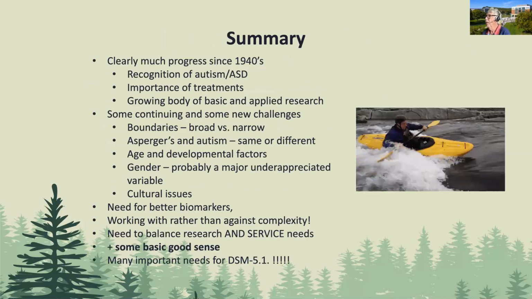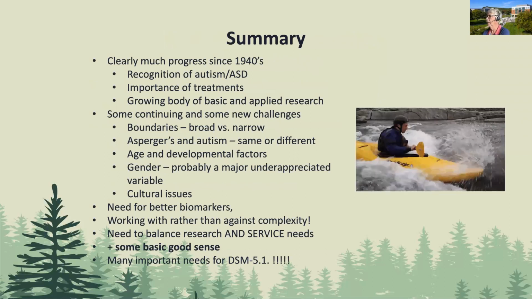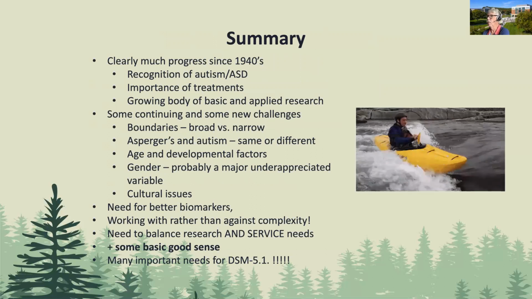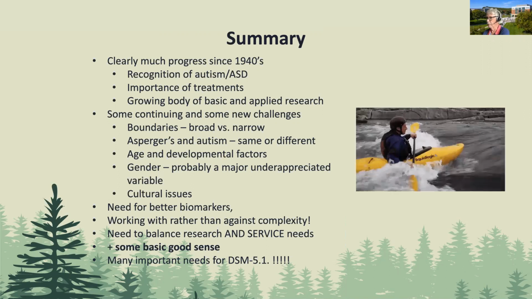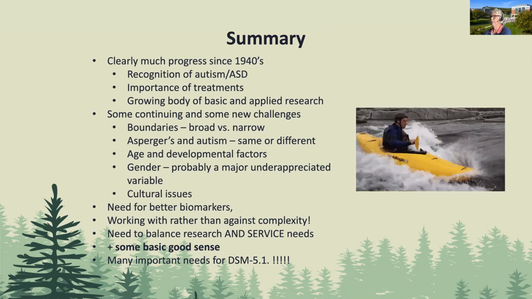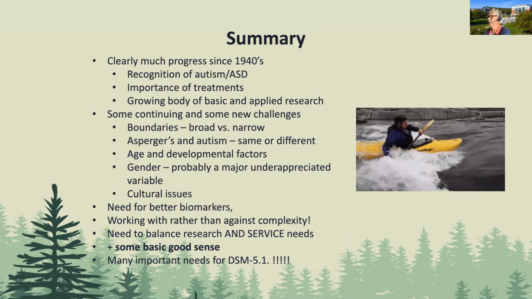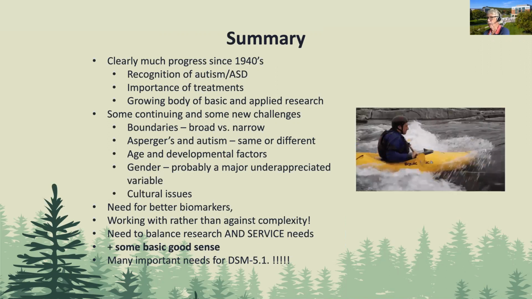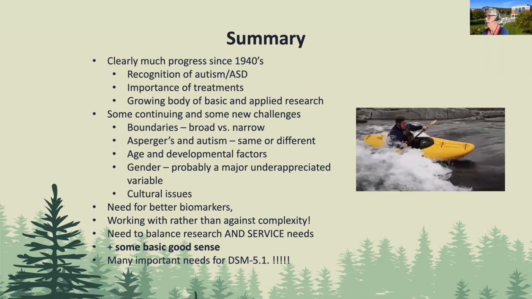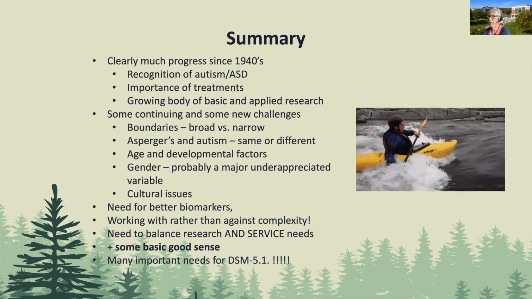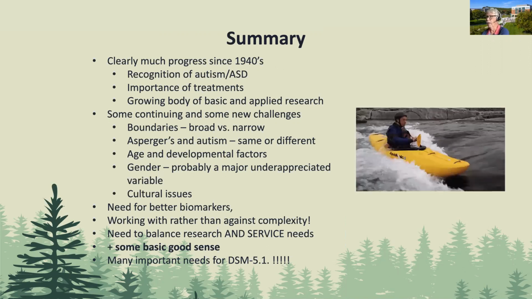So in summary, there's been much progress since the first description of autism in the 1940s. We are indeed paddling upstream, but we are paddling ever so slowly. We had official recognition of autism and now Asperger's autism spectrum disorder. We know that treatments have been developed that are effective. We have a growing body of basic and applied research. We have some continuing and new challenges. The tensions between broad and narrow views of autism are continuing. At the moment, the narrow view dominates. In the past, the broader view dominated. And we'll have to see how the pendulum swings. It would be nice to end up somewhere in the middle.